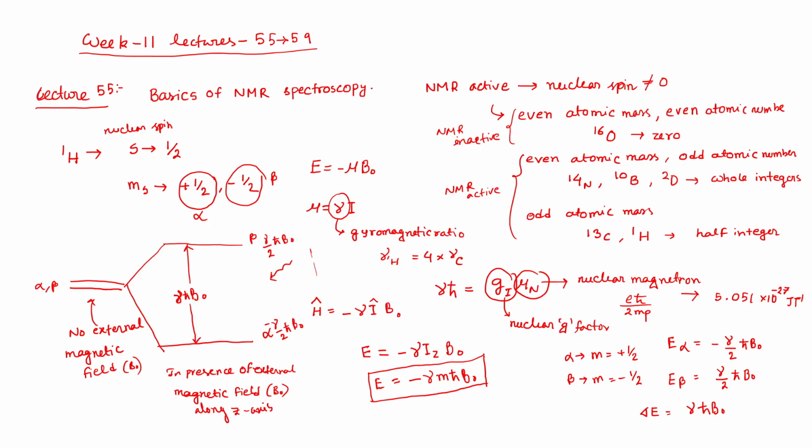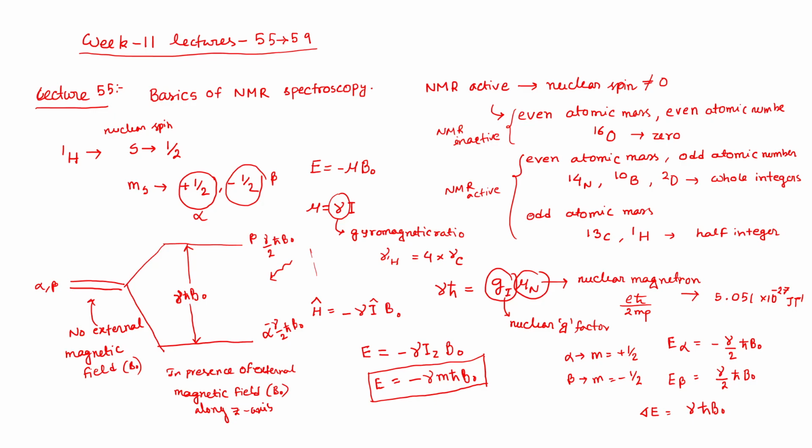These are some NMR active nuclides. 13C and 1H have nuclear spin one half. You know that the half is the nuclear quantum number I. But depending on the ms value, plus half and minus half, that is alpha and beta spin. So both have spin value half, but ms is plus half for alpha and minus half for beta.